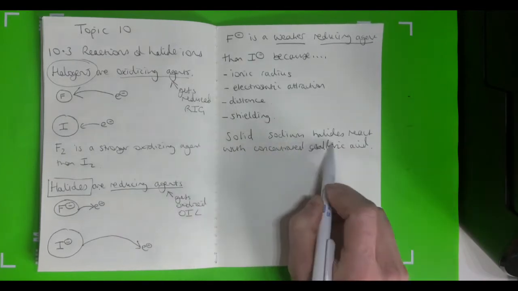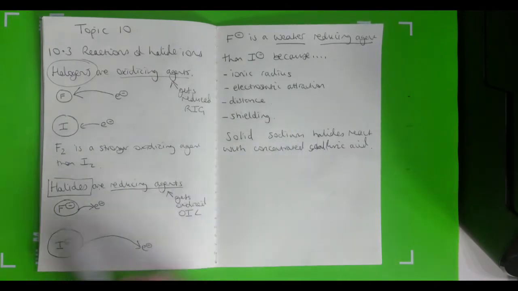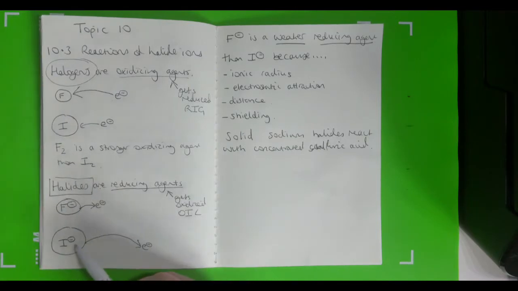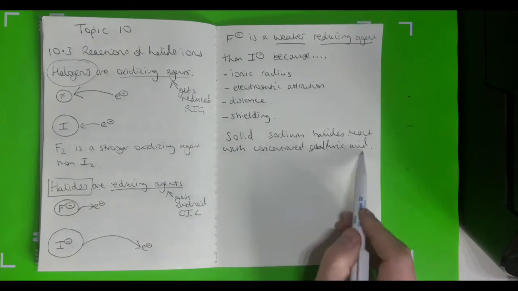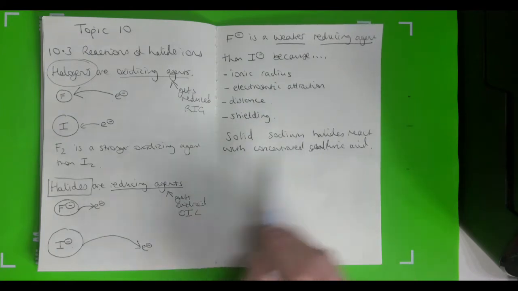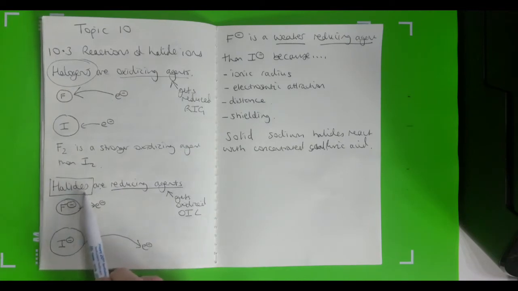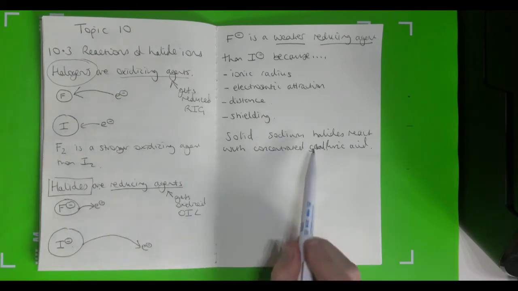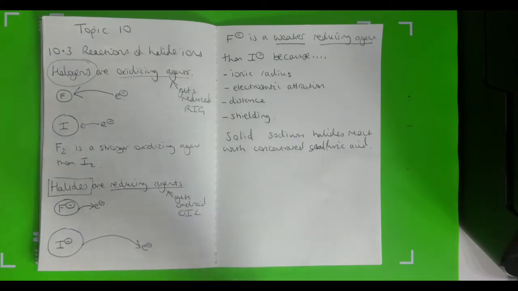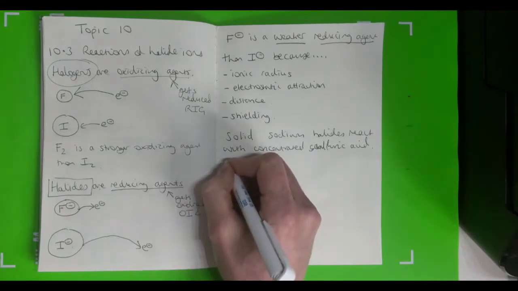So solid sodium halides, things like NaF or NaI, react with concentrated sulfuric acid. Because they react with concentrated sulfuric acid, the halides are all getting oxidized. So they're acting as reducing agents. They actually reduce the sulfuric acid. And the extent to which they do that determines the reducing ability of the halides. So we can look at the products of these reactions to reflect the reducing powers of the halide ions.